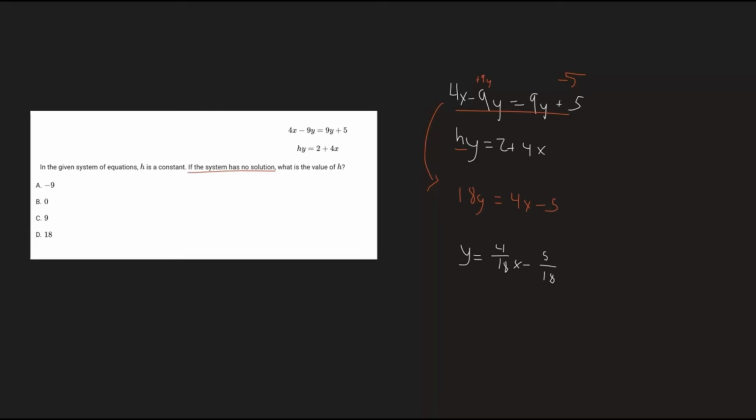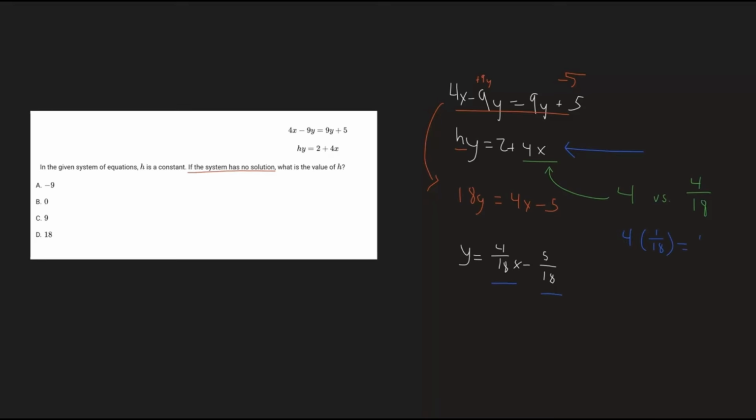That means what we need to do is get this equation, the second equation right here, to have the exact same slope of 4 over 18, but a different y-intercept. So let's see if we can do that. So we have hy equals 2 plus 4x. So let's zoom in on this slope, right? The current slope is 4, as a value of 4. Let's just ignore the x for now. So the current value of 4 is much different versus the slope that we want, which is 4 over 18. So how do we go from 4 to 4 over 18? Well, we can do this by just multiplying 4 by 1/18.